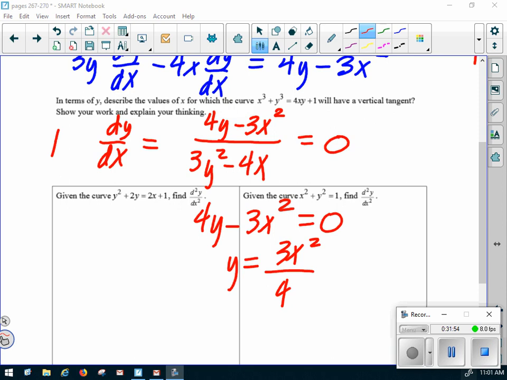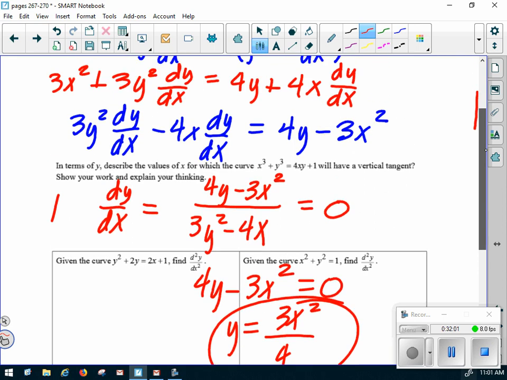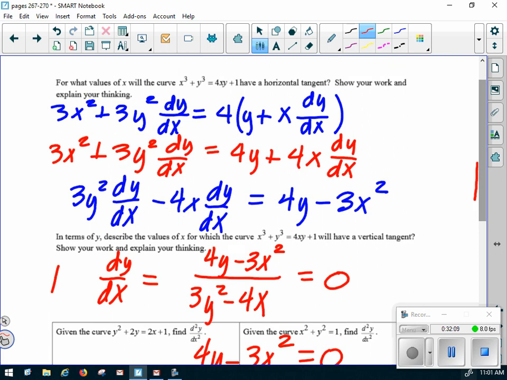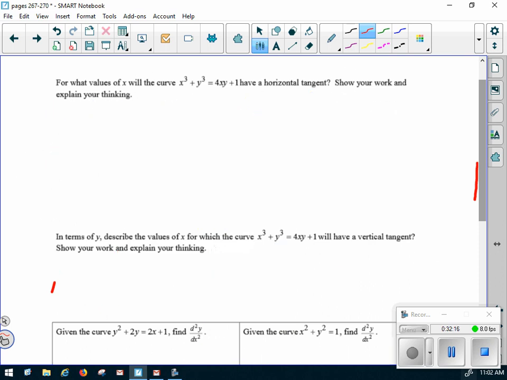Here's what we're going to do. Remember, we're looking for points on the curve. So we're going to take that and substitute it into the function for y. What that will do is drive this equation down to one variable. Because I have no more room, we got y equals, I already forgot what we got, 3x squared over 4. Everywhere you see a y, substitute that in.